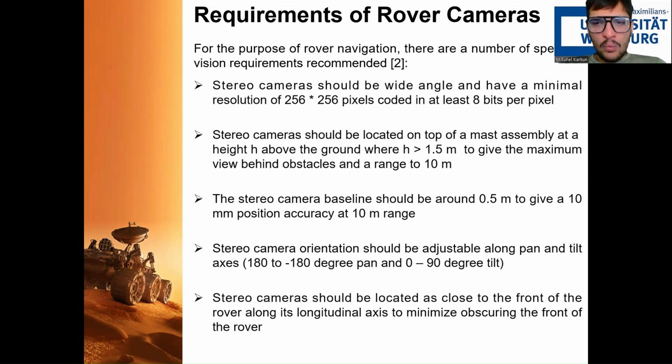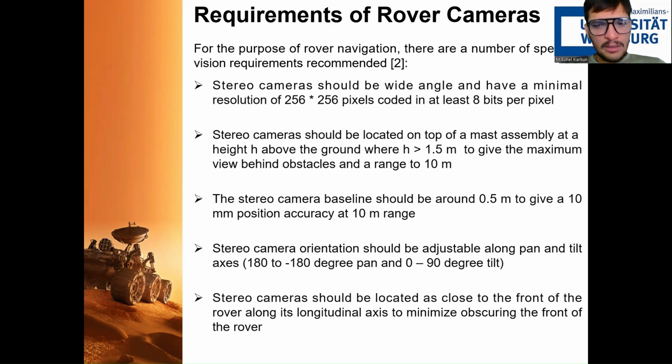Stereo camera should be wide angle and have a minimum resolution of 256 by 256 pixels coded in at least 8 bits per pixel. Stereo camera should be located on the top of the mast assembly at a height H above the ground, where H should be greater than 1.5 meter to give the maximum view behind the obstacles and the range to 10 meter.